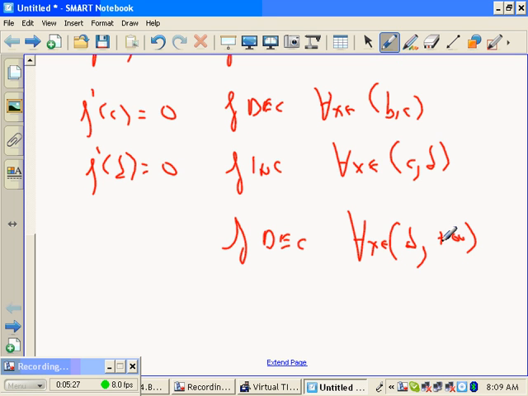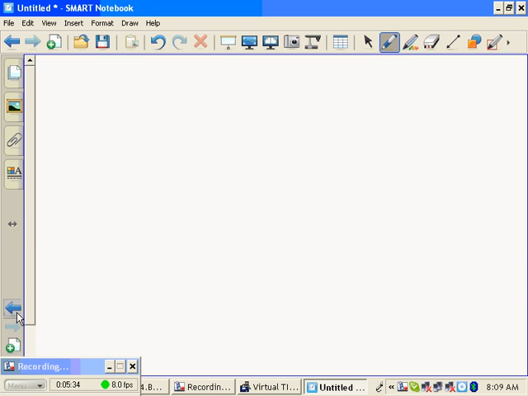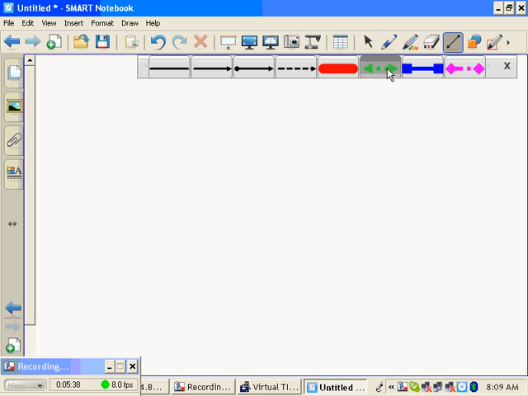Okay, so that hints at the first derivative test. Take a look at this graph. All right, let's get some axes.